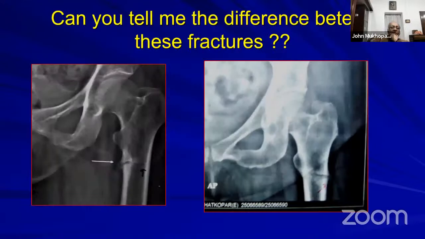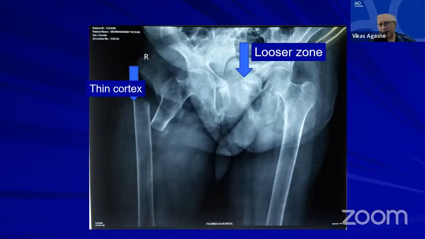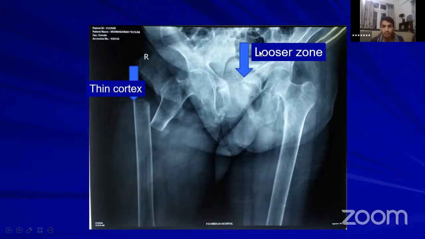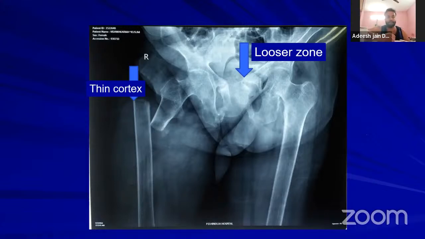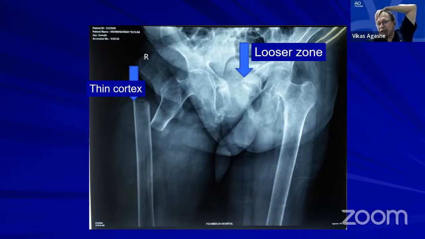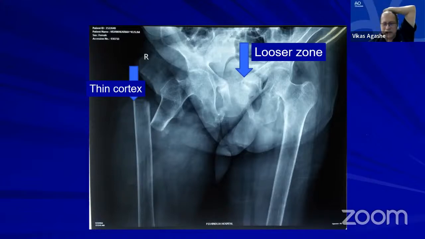Janki, don't jump, he's going to come to that soon. They are called Looser's zones. Yes, I'll describe them later. Now, this is a transverse fracture. Is it quite common to have a transverse fracture? No, sir. Generally, no. So why would anybody get a transverse fracture? Exactly what Dr. Janki was asking.